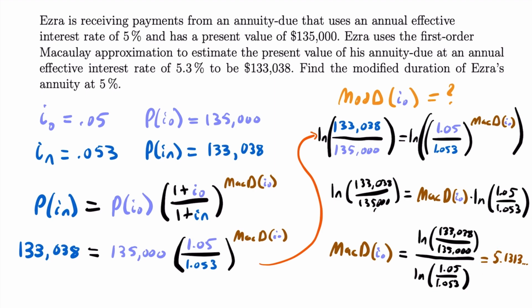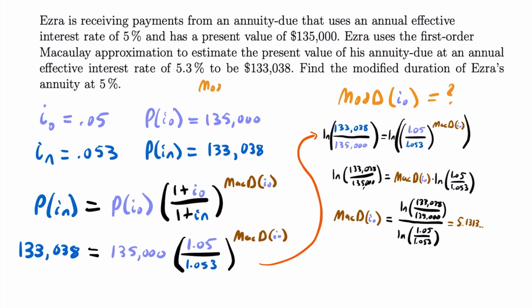But that's not our final answer, right? We don't want the Macaulay duration at the original interest rate. We want the modified duration at the original interest rate. In order to get that modified duration, we need to convert the Macaulay duration to a modified duration. We can do that by multiplying by a present value factor using the original interest rate. Don't forget, a modified duration is equal to the Macaulay duration of the same set of cash flows, of course, multiplied by a present value factor.